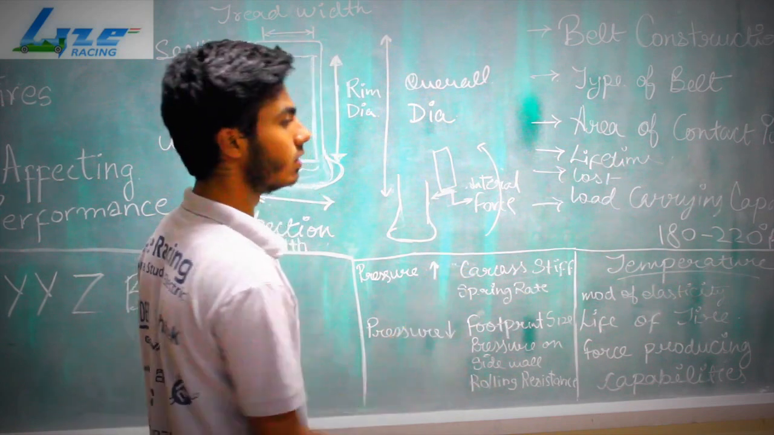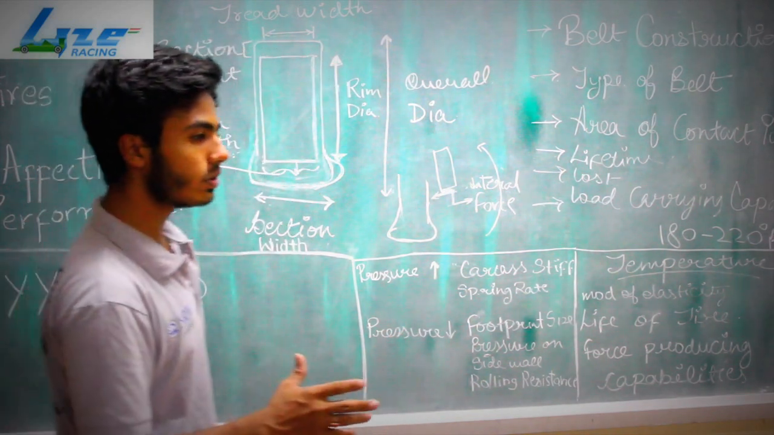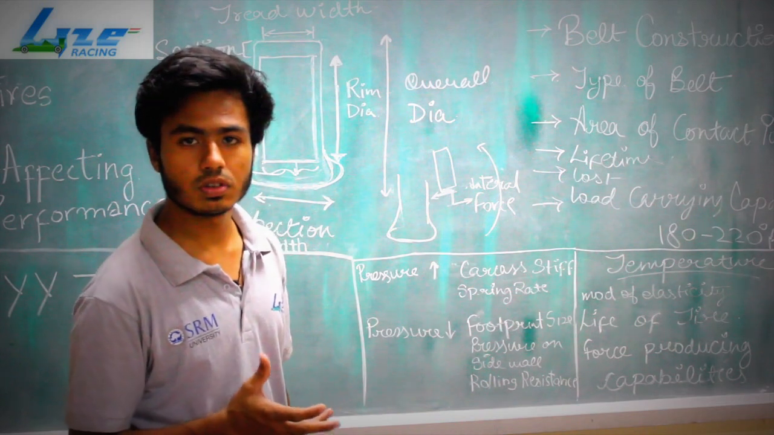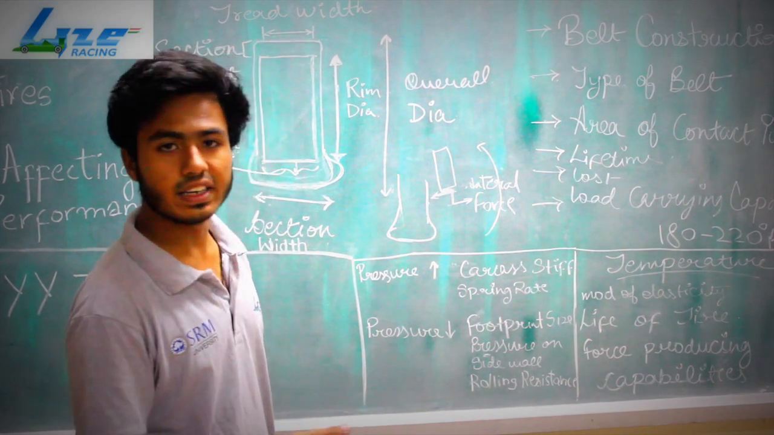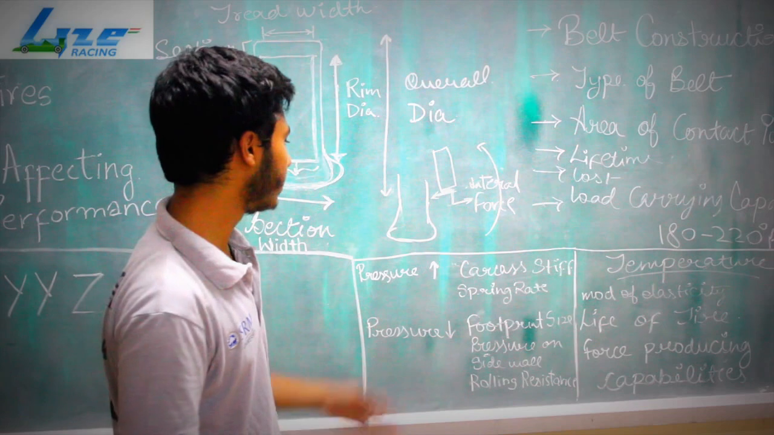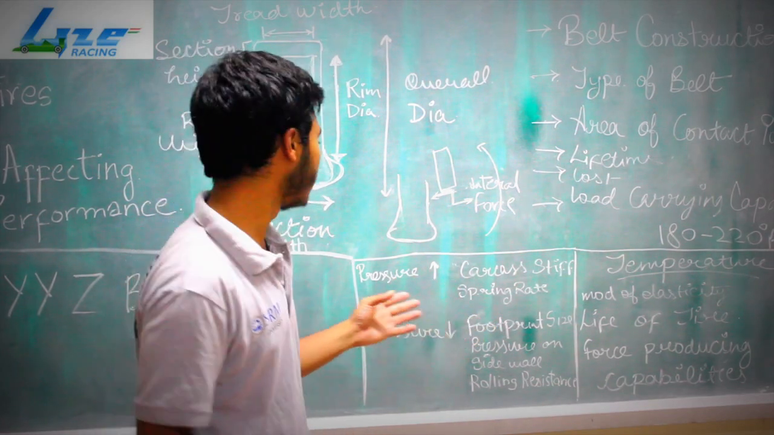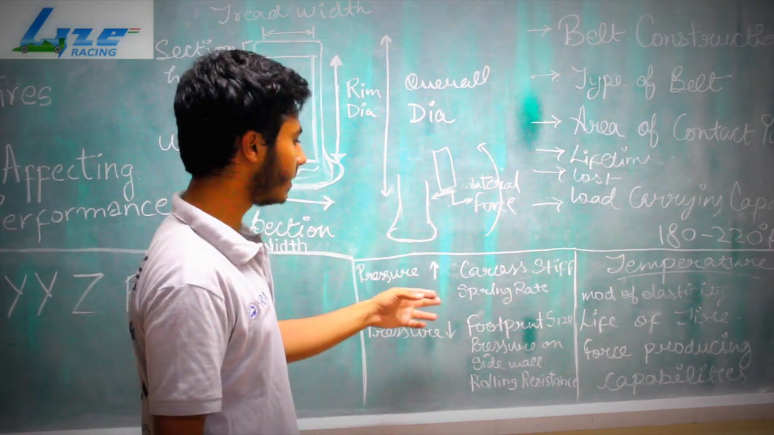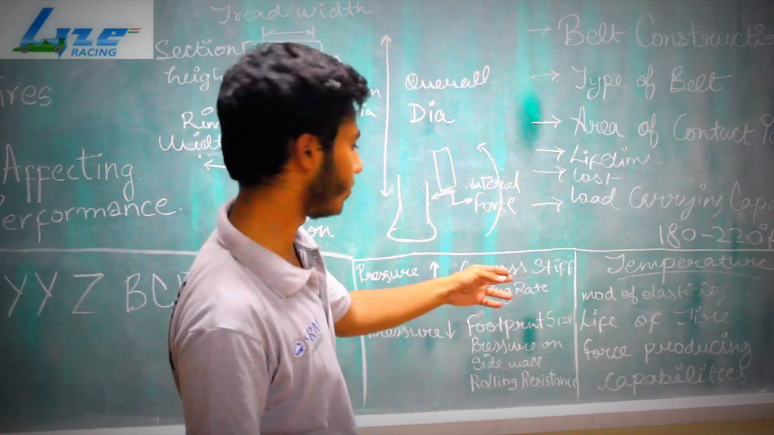And the spring rate. Suppose I'm applying a load of 1000 pounds on a tire, and the deflection in the radius of the tire is 1 inch. So we'll say the spring rate is 1000 pounds per inch. As we increase the pressure, the spring rate is going to go high, as well as the carcass stiffness.